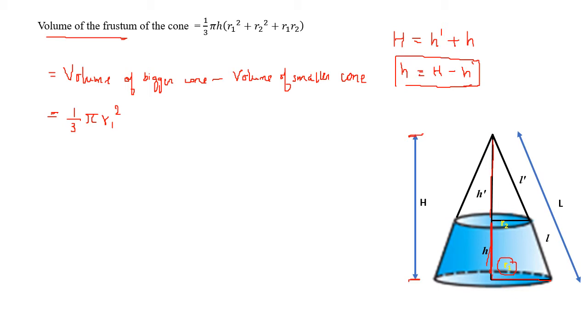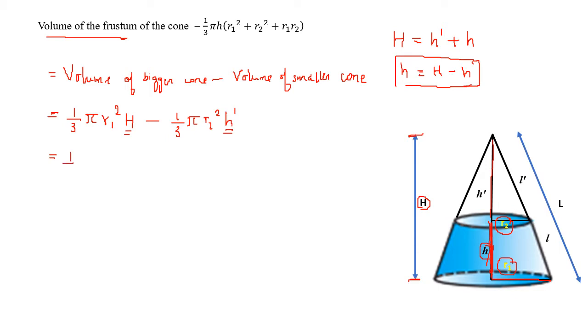Which H would I take? Capital H. So I'll write here capital H, minus the volume of the smaller cone, 1 by 3 pi r square. Now that is r2 square, and the height of the smaller cone is h prime. But I do not want this h, I do not want this h prime, I want neither of them. Why neither of them? Because the height of the first term is only this h. So I want to eliminate one of these. So how do I eliminate one of these?